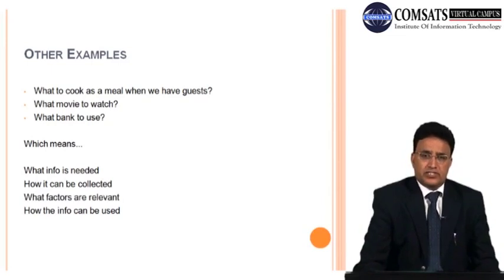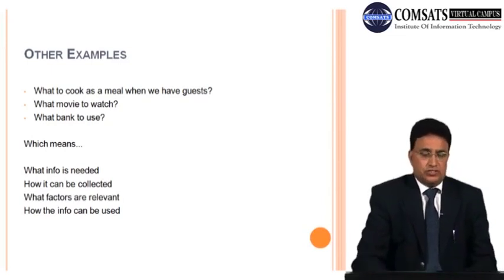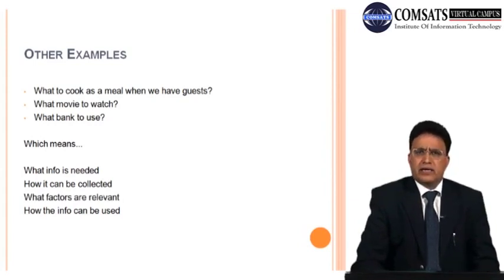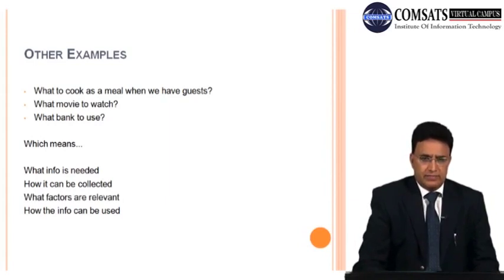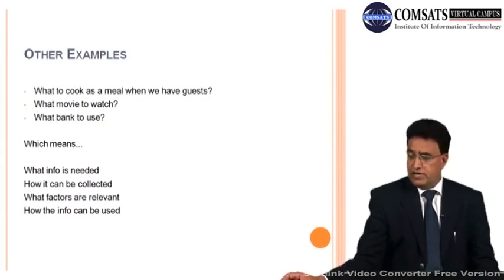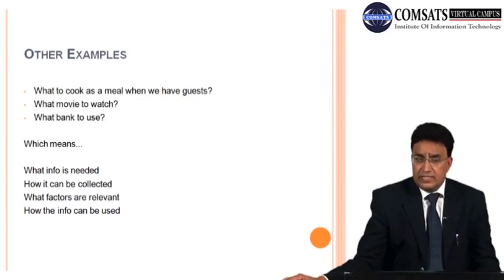And all this information, a procedure which I have just mentioned to you, it means that before you make a decision, you need to know what type of information is needed, then how that information can be collected, and what factors are relevant, or how that information can be used. These are the basic objectives or principles of any research, and in this case we have discussed personal research.